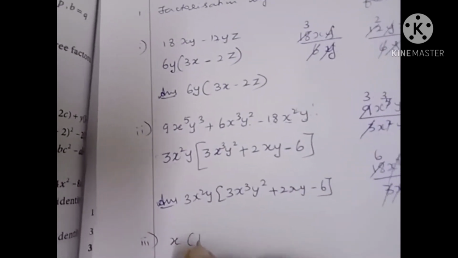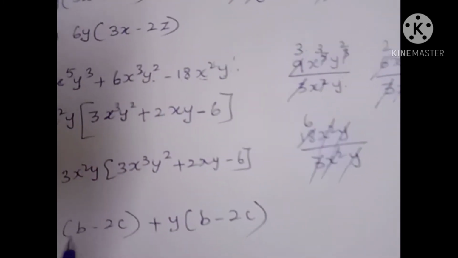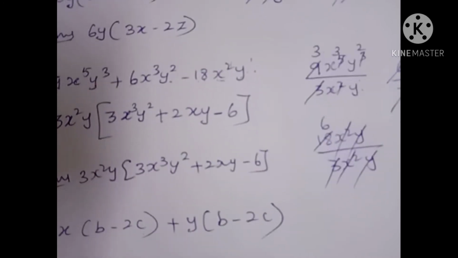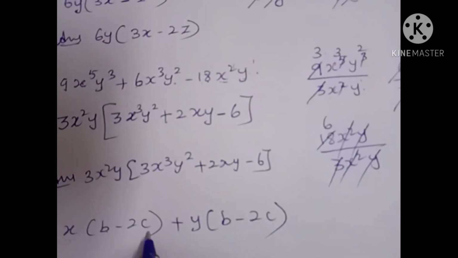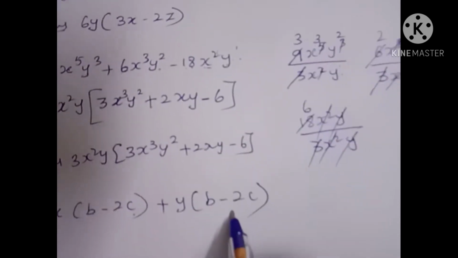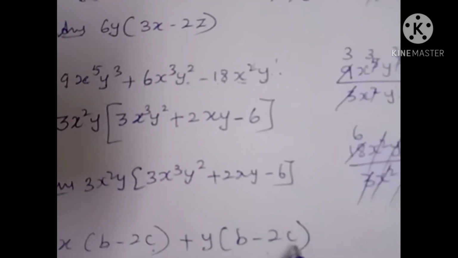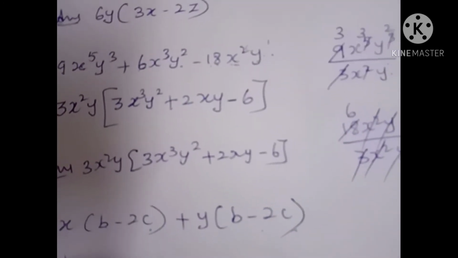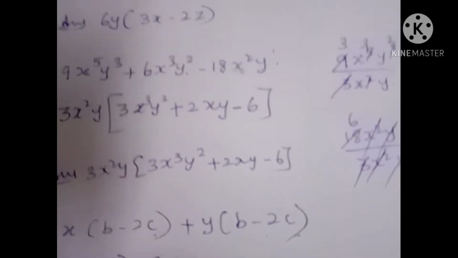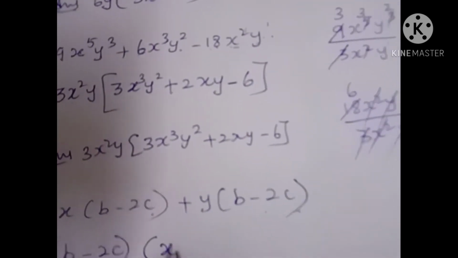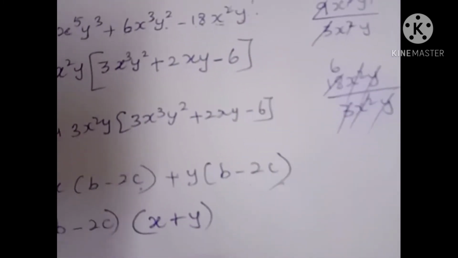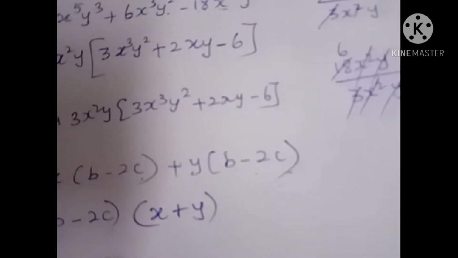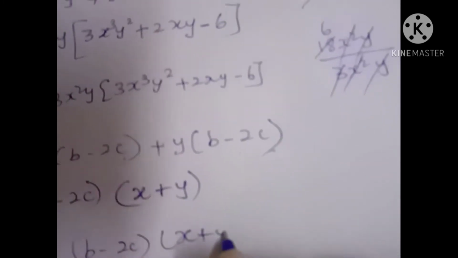Third question. x into b minus 2c plus y into b minus 2c. If you see the first term, here b minus 2c, and the second term also, b minus 2c is common. So take the common factor b minus 2c and the remaining here is x plus y. Therefore, the answer is b minus 2c into x plus y.